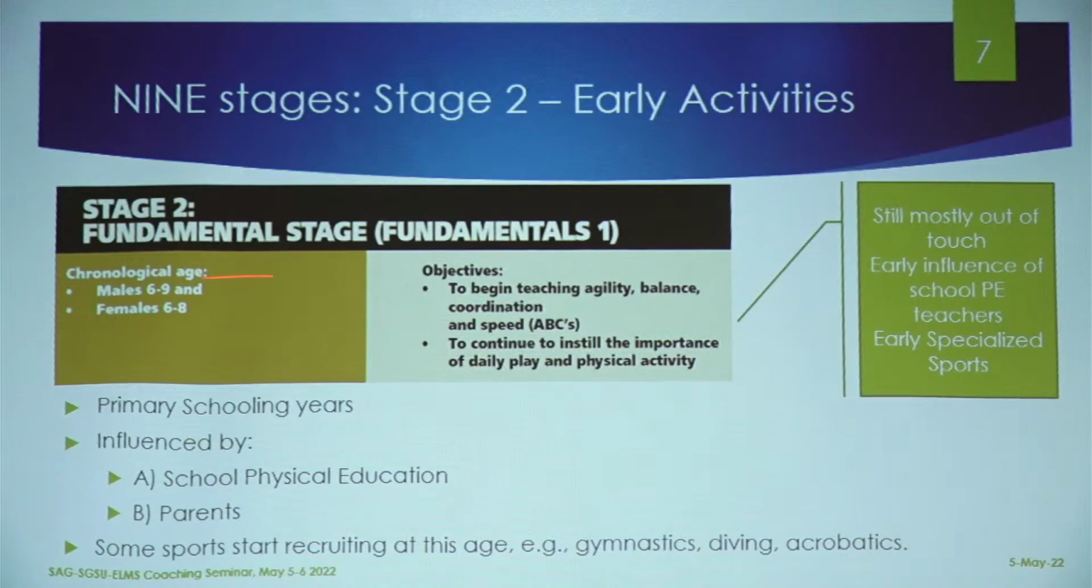So, objectives. To begin teaching agility, balance, coordination, and speed. Now, here comes the very first question, and then to continue to instill the importance of daily play and physical activity. I didn't put those slides here. I'm sure you have seen those many times, that peak development velocity. See, for whatever reason, agility is here, balance is here, coordination, and suddenly speed is there. There is no issue of agility. Kids are supposed to be agile anyway, right? So they play the games, whatever they do. Balance is part of it.